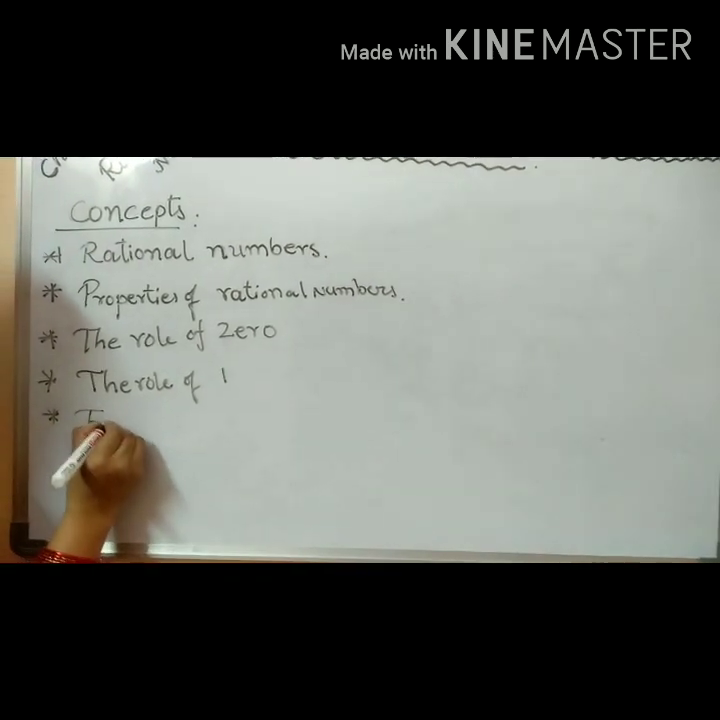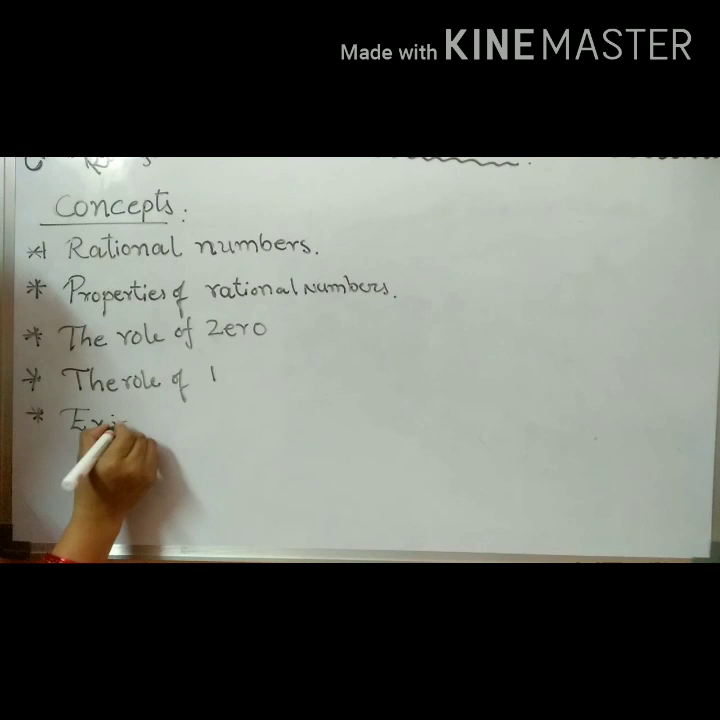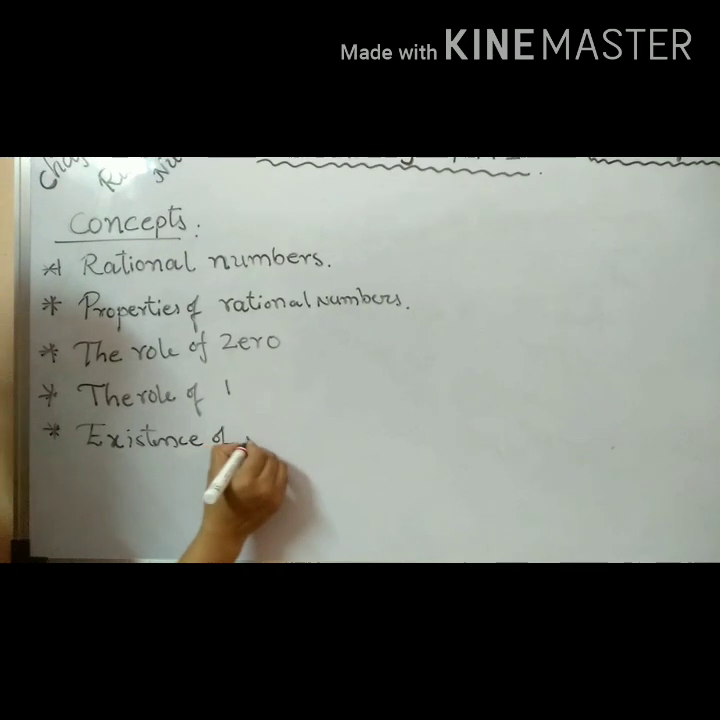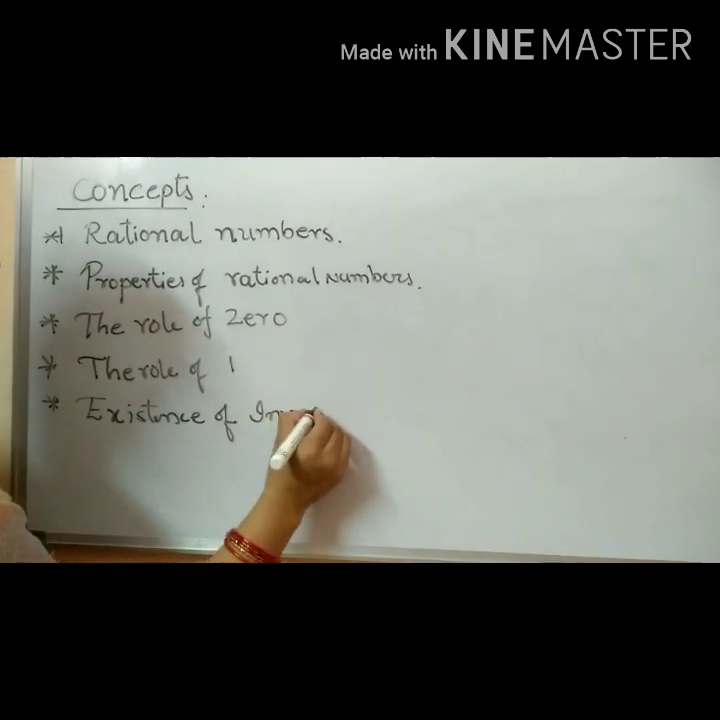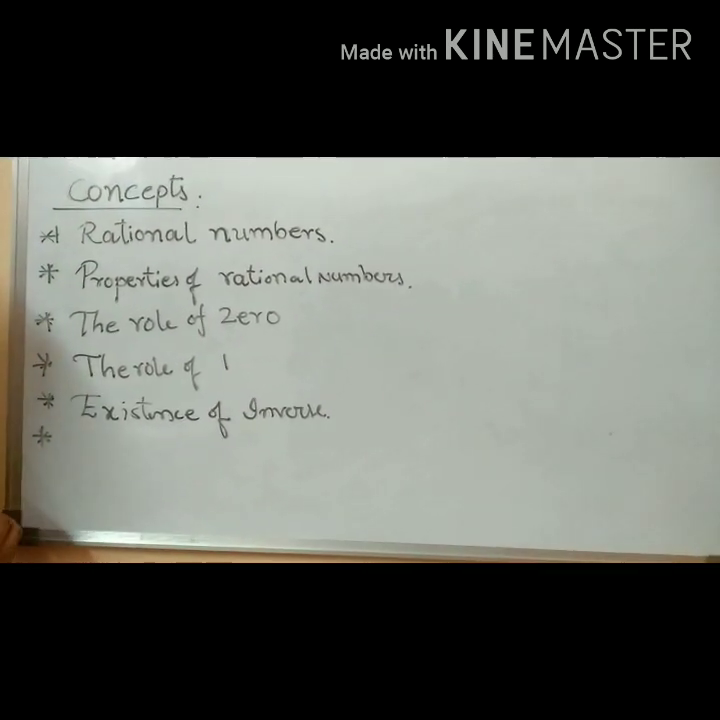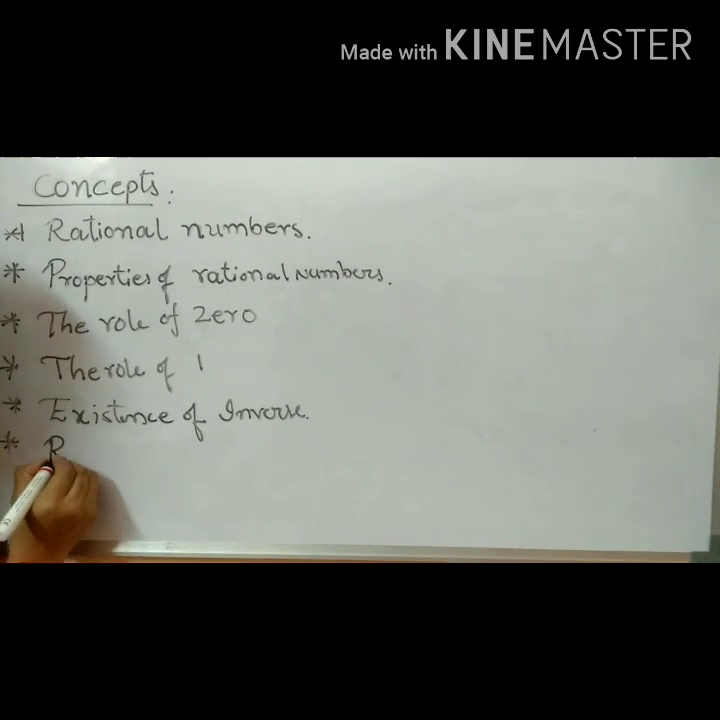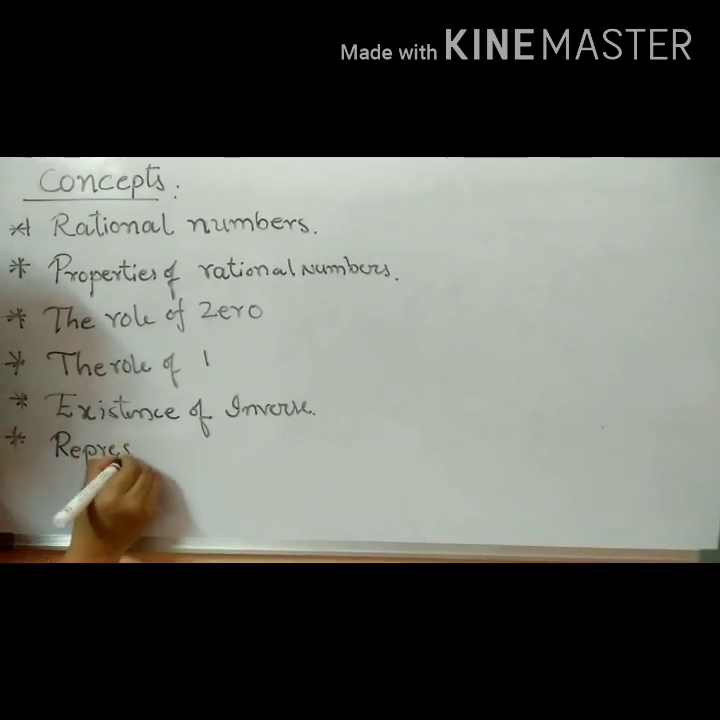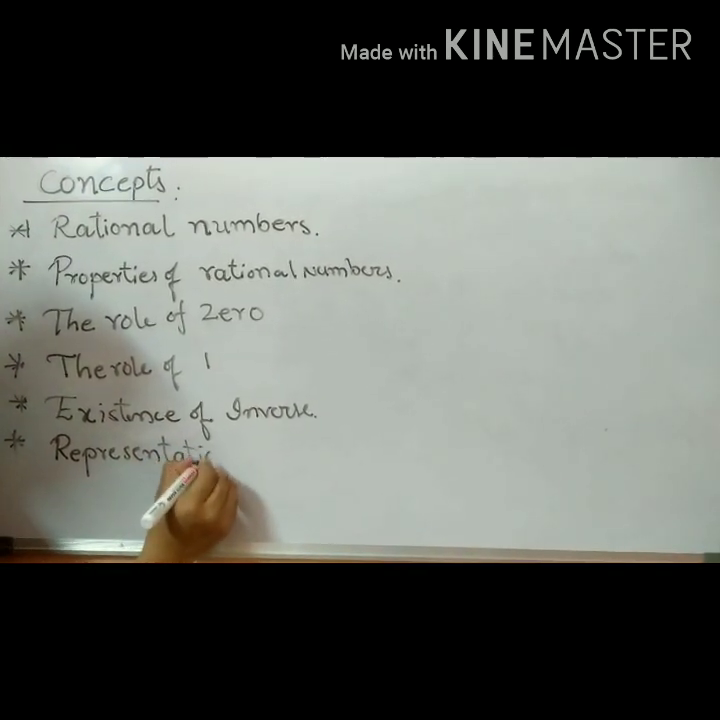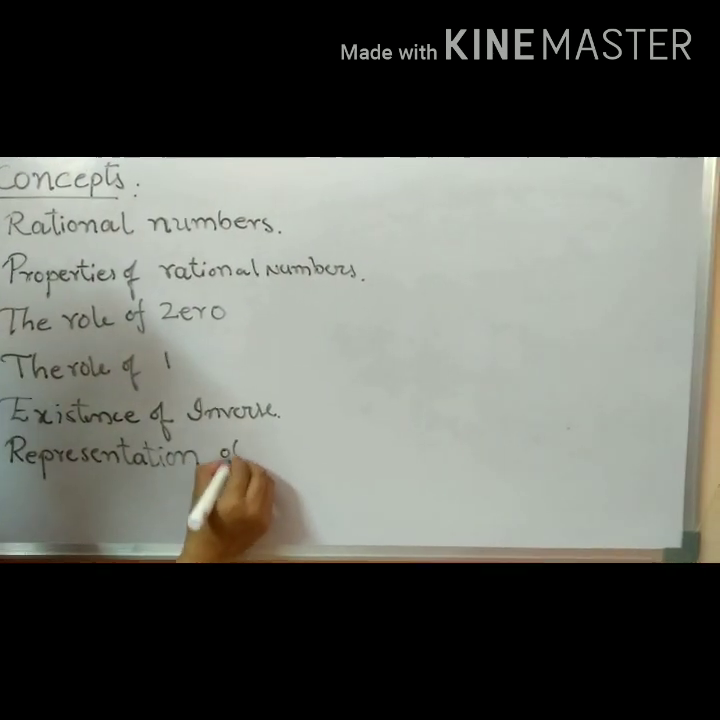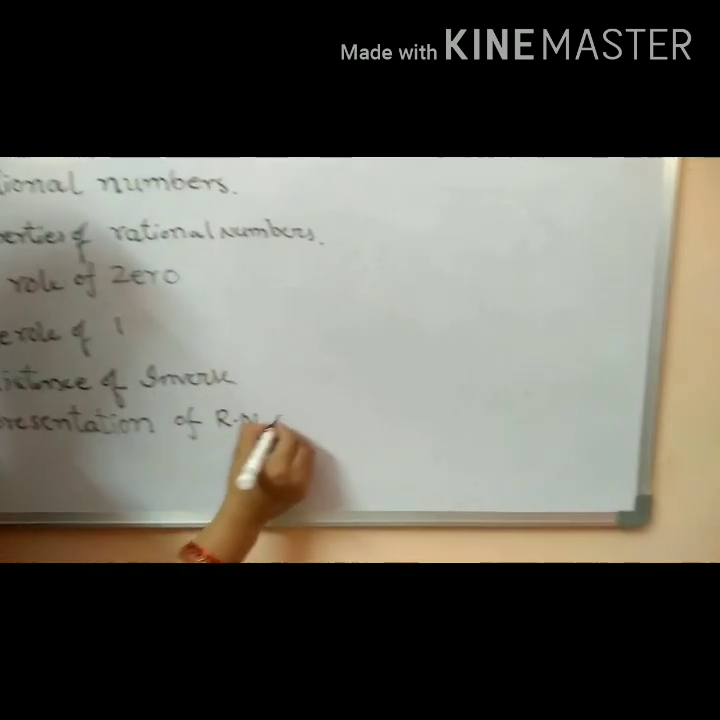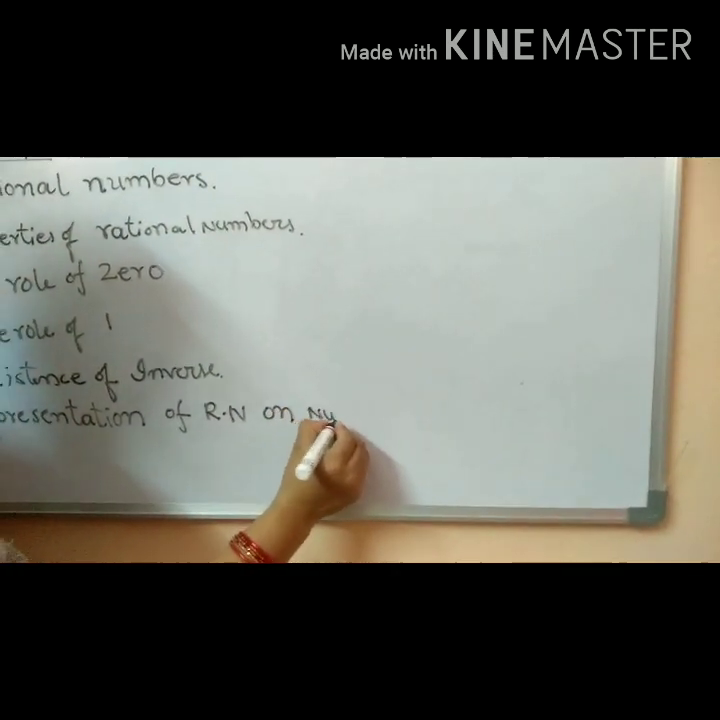Next topic is the existence of inverse. Next topic is the rational representation of rational numbers on number line.